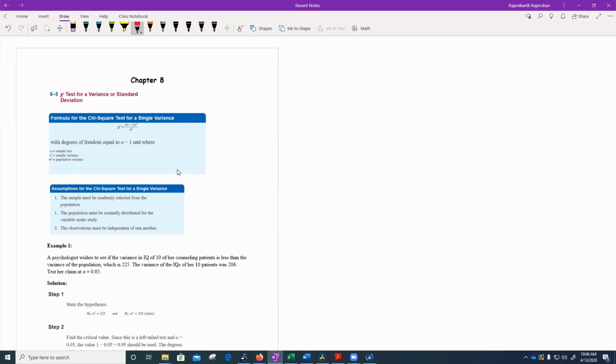Okay, so now we are going to use a different table here because this is a chi-squared problem. Again, here we have the assumptions for the chi-square test. The sample must be randomly selected and the population must be normally distributed. Okay, this is the key point, right? Your population should be normally distributed and the observations must be independent of one another. All the observations should be independent.